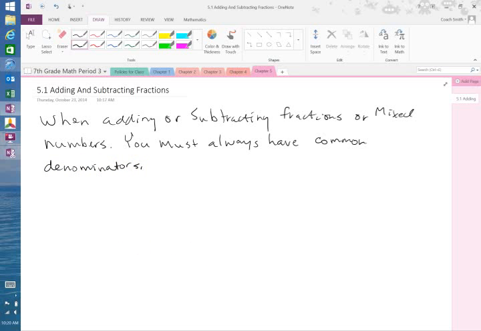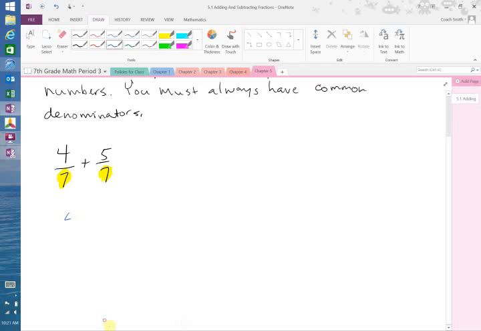Now the denominator is what of the fraction? Bottom number. Okay, so for us to be able to add fractions, the bottom number must be the same with all the fractions that we're adding. For example, 4/7 plus 5/7. Obviously here the denominator is the same. It's both 7. So what that gives us is this expression, 4 plus 5 over 7.